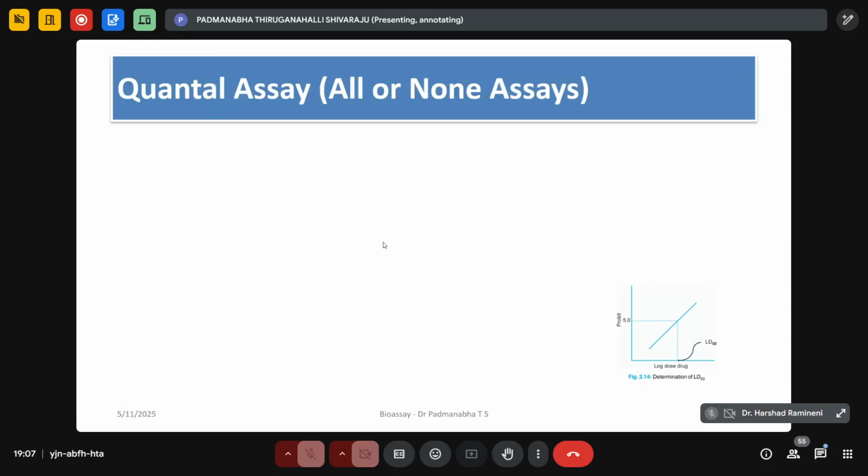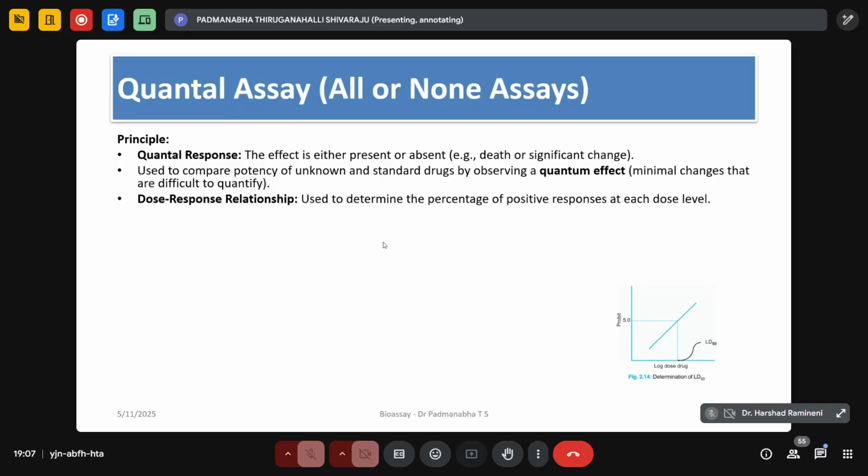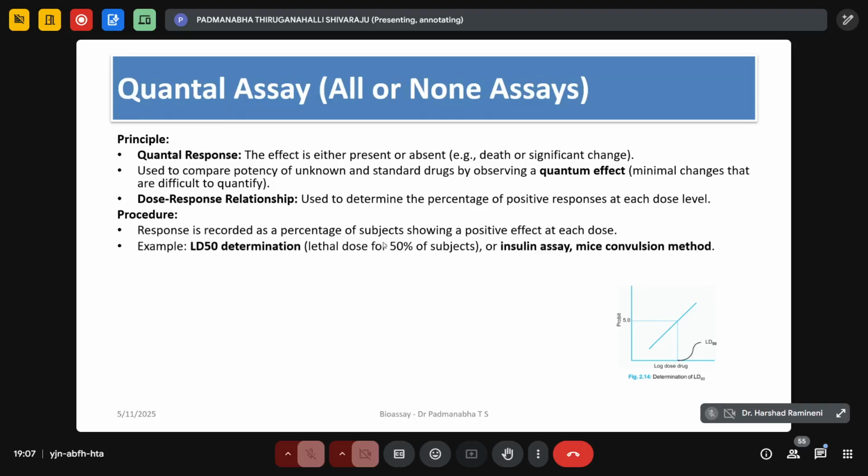Coming to the quantal assay, or the all or none phenomena, where you're going to check whether the response is present or not. For example, you're going to check for the lethal dose 50 determination, such as the insulin assay or mice convulsion method, where you're going to see whether the mice will get a convulsion or not. In the insulin assay, you're going to check whether the preclinical animals will be affected with hypoglycemic attacks or not. So lethal dose 50 can be determined.